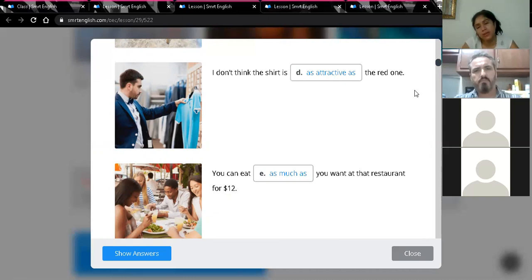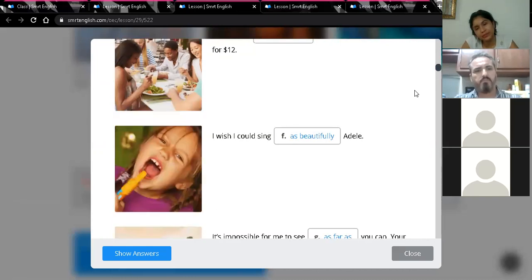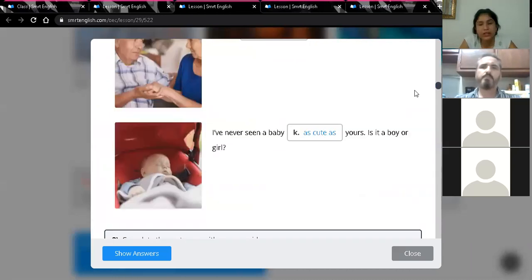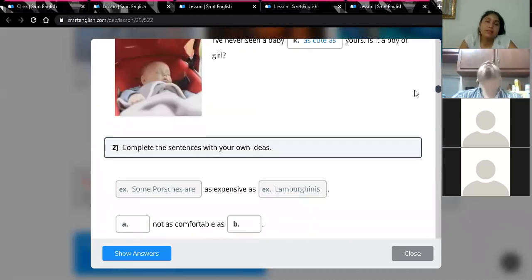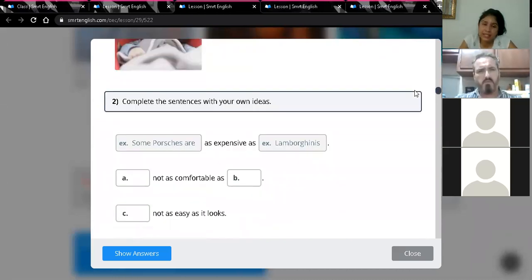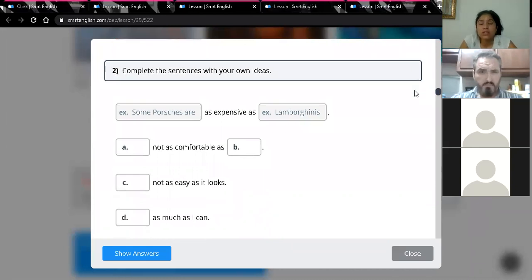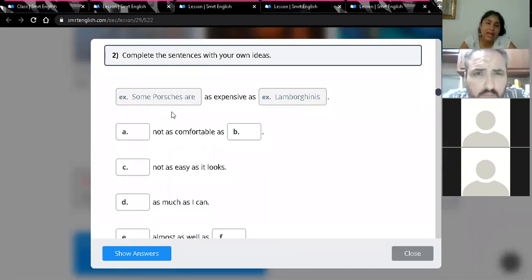Okay, questions about this exercise? No questions? Okay, let's go to the next one. It says complete the sentences with your own ideas. So I'm going to give each one of you a chance to choose an adjective or an adverb depending on the sentence. Luis Enrique, the first one is an example and it says some Porsches are as expensive as Lamborghinis. So what are you going to compare?